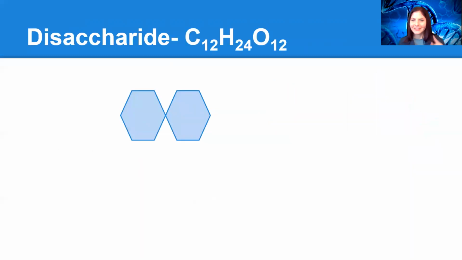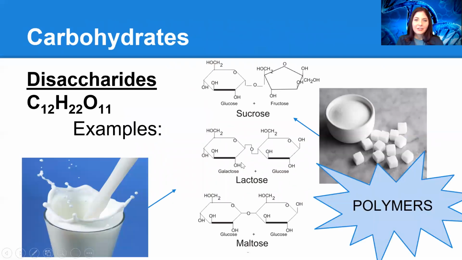So next up, disaccharides. Di means 2. If we have 2 sugars linked together, we call that a disaccharide, keeping in mind that we still have that 1:2:1 ratio. Common disaccharides are sucrose, lactose, and maltose.